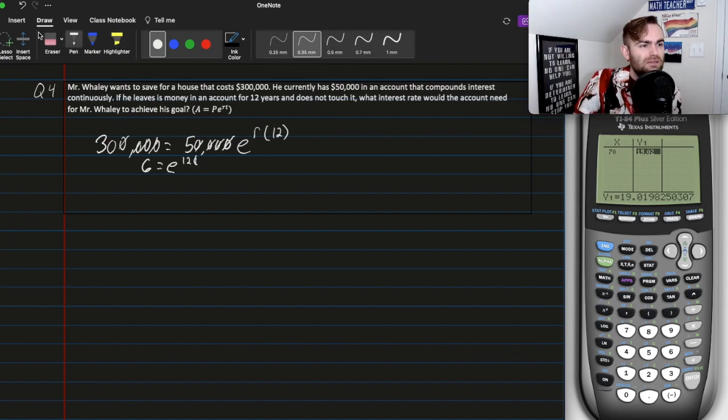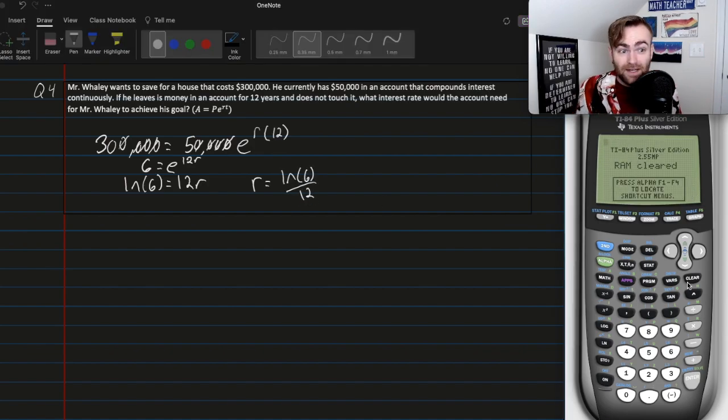12r. Let's write that a little bit better, 12r. I can now take the natural log of both sides, so I'd have the natural log of 6 is equal to 12r, and then I can divide by 12, so r is equal to the natural log of 6 divided by 12. So let's try to evaluate this now using our calculator.